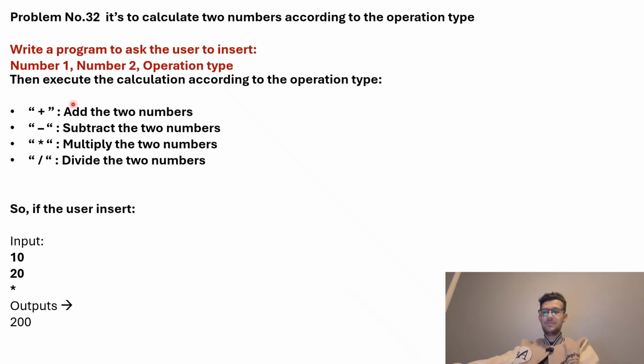What are the operation types? Operation types we have here: plus, minus, multiplication, divided. Add two numbers or subtract two numbers or multiply two numbers or divide two numbers. So if the user inserts 10 and 20 and uses operation type multiplication, the output should be 200. Now let's go to Visual Studio to see how we're going to convert these requirements into the code.